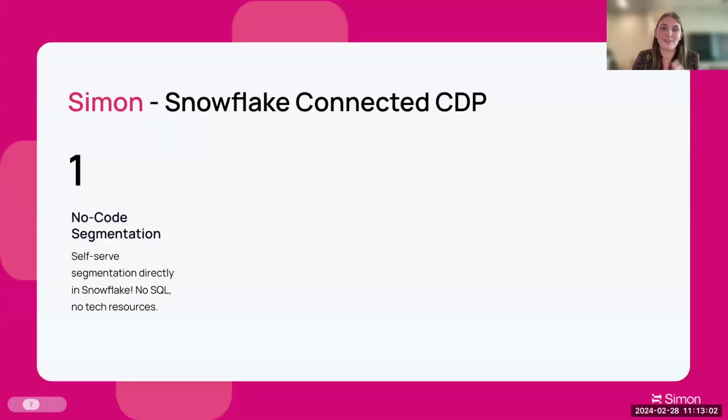So like I said, Simon Data is Snowflake's connected CDP, which means it is built on top of Snowflake, connects directly to your Snowflake, and enables marketing teams to activate that data directly from Snowflake. So what does a connected CDP mean for marketing teams? There are several benefits over traditional non-connected CDPs, and I'll cover them quickly here. If you have any questions along the way, please feel free to pop them into the Q&A box, and we'll address them in a little bit.